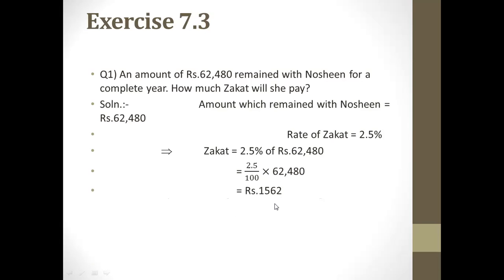1,562. That means if someone has 62,480 rupees for 1 year, he or she will pay 1,562 rupees. So Nosheen has to pay rupees 1,562 as zakat.